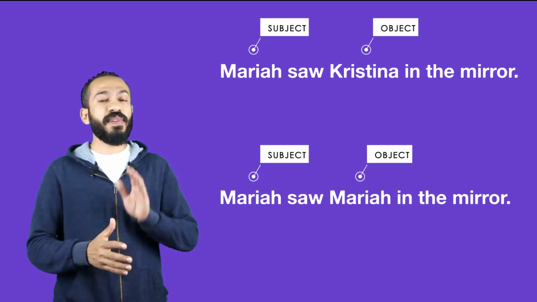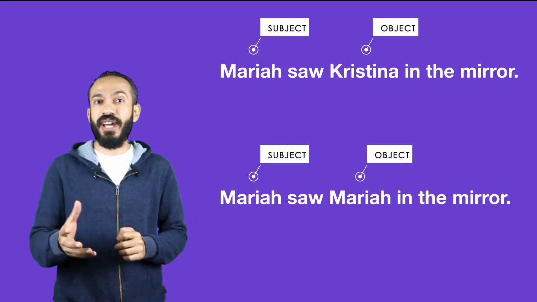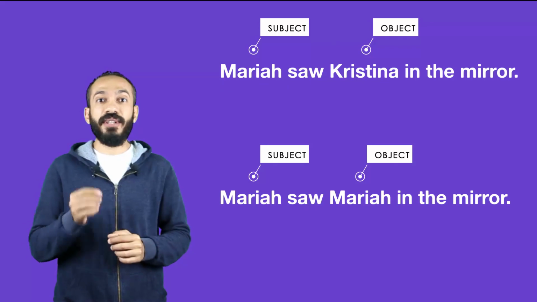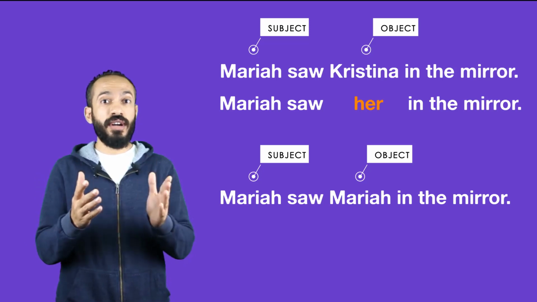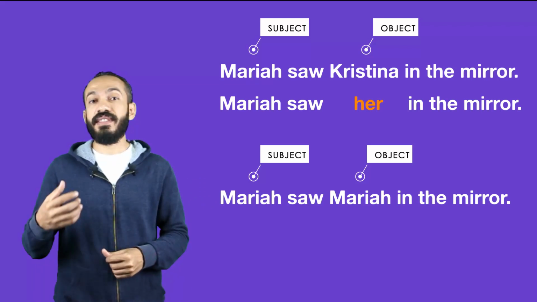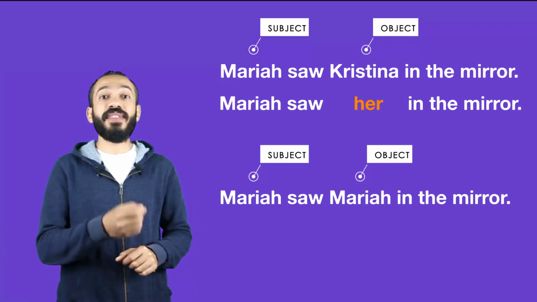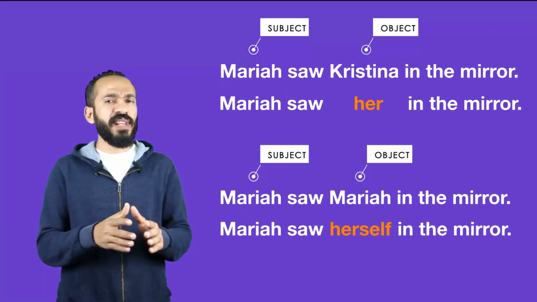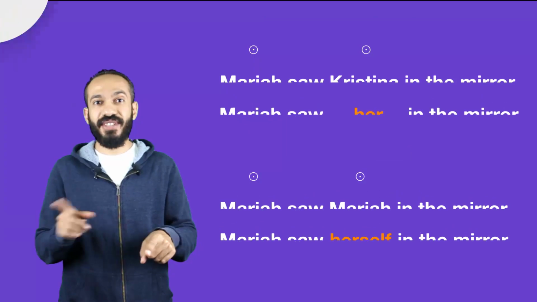Alright, so if you want to replace Christina, the first object, or Maria, the second object, you're going to need to use an object pronoun or a reflexive pronoun. In the first example, since the subject and the object are different people, we're going to be using an object pronoun, her. So, Maria saw her in the mirror. That means she saw someone else in the mirror. But in the second example, since Maria is the subject and the object, you can replace the second object, Maria, with a reflexive pronoun. Maria saw herself in the mirror. If you replace it with an object pronoun, that means Maria saw someone else in the mirror, not herself.